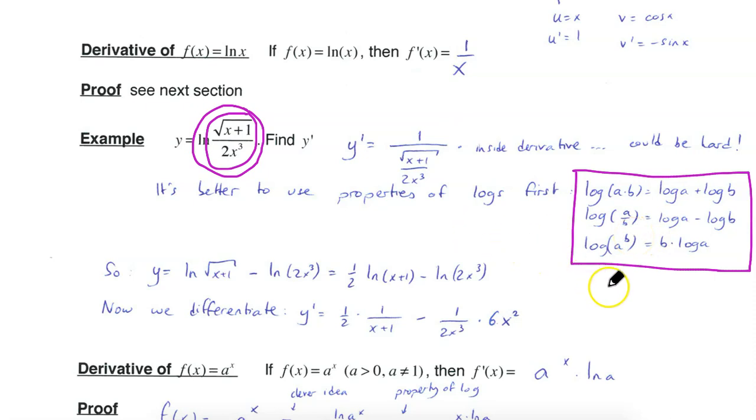So if we apply these rules, the ln of this a over b can be written like this. It's ln of the square root of x plus 1 minus ln of 2x cubed. So I'm applying the second of the 3 rules that I just boxed. And here I can go further. I just took the square root as being power 1/2, and I brought it in front as 1/2 ln of x plus 1. So I'm using the third of the rules.